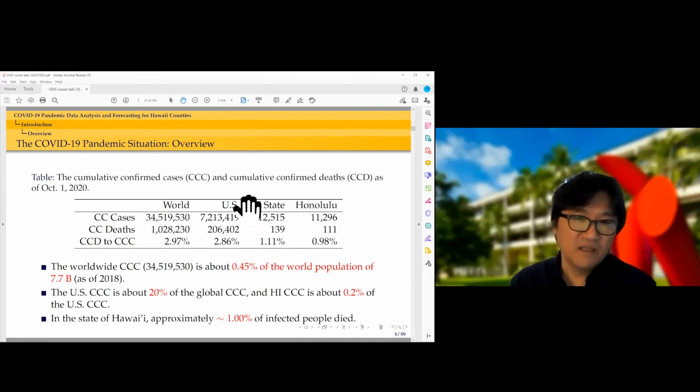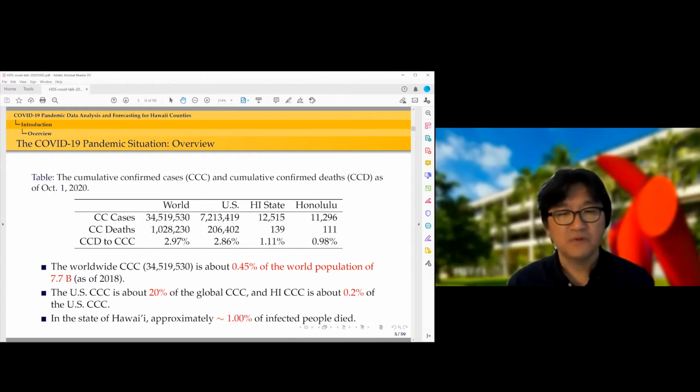Honolulu data and the state of Hawaii data are quite similar to each other. So we pay a lot of attention to Honolulu instead of the state of Hawaii, because the other counties, Maui, Kauai, and the Big Island, could add noise to the data if we stick to the state of Hawaii data. Deaths are about 1 million over the world, 200K in the United States, and in the state of Hawaii a little more than 100, Honolulu 111.